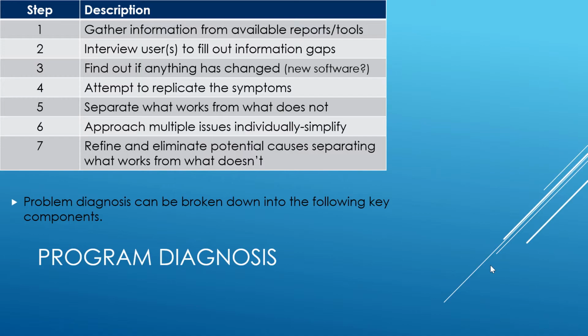Here are 7 steps of troubleshooting. Gathering your information is a huge one. Understanding what the problem is. Interview the person. Find out if anything's changed. That should be one of your questions when you're interviewing them.